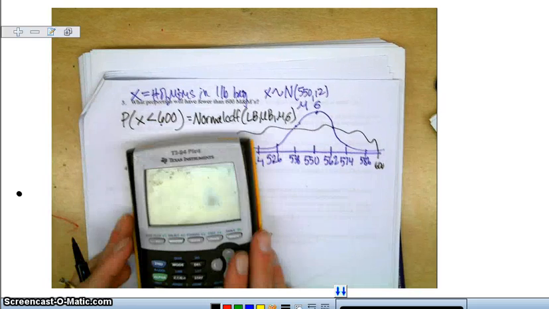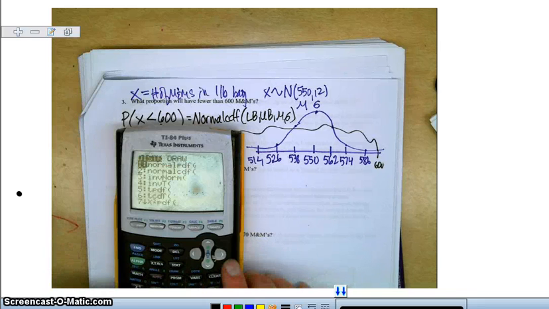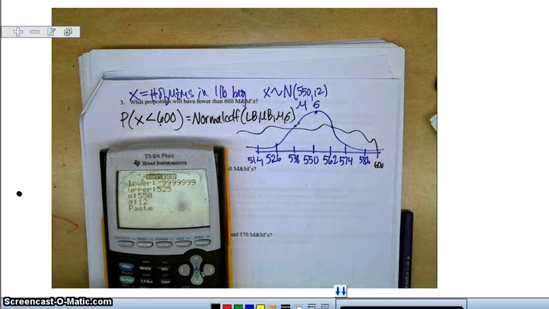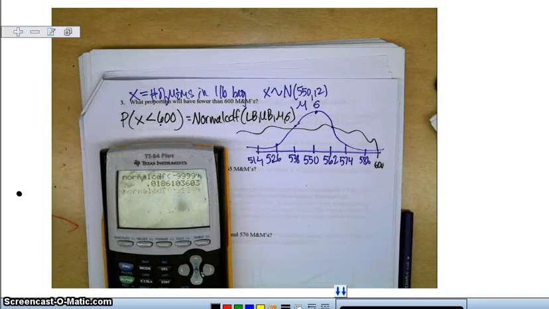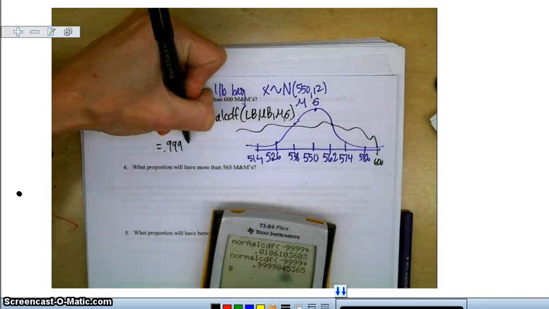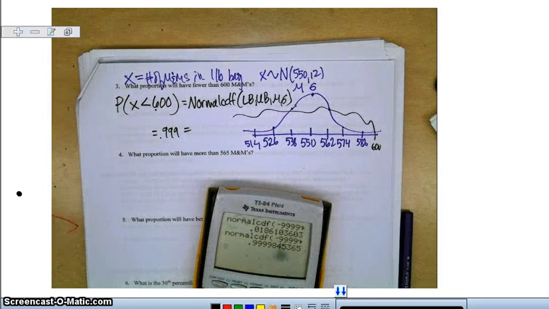That's what you type in. So we're going to go to our calculator. We're going to type in second distribution, normal CDF, it's the second one. My lower bound, everything over here, is negative infinity. My upper bound is 600. My mean is 550. My standard deviation is 12. I hit enter, and that gives me 0.999. So virtually 100%. Pretty much all bags will have less than 600 M&Ms.